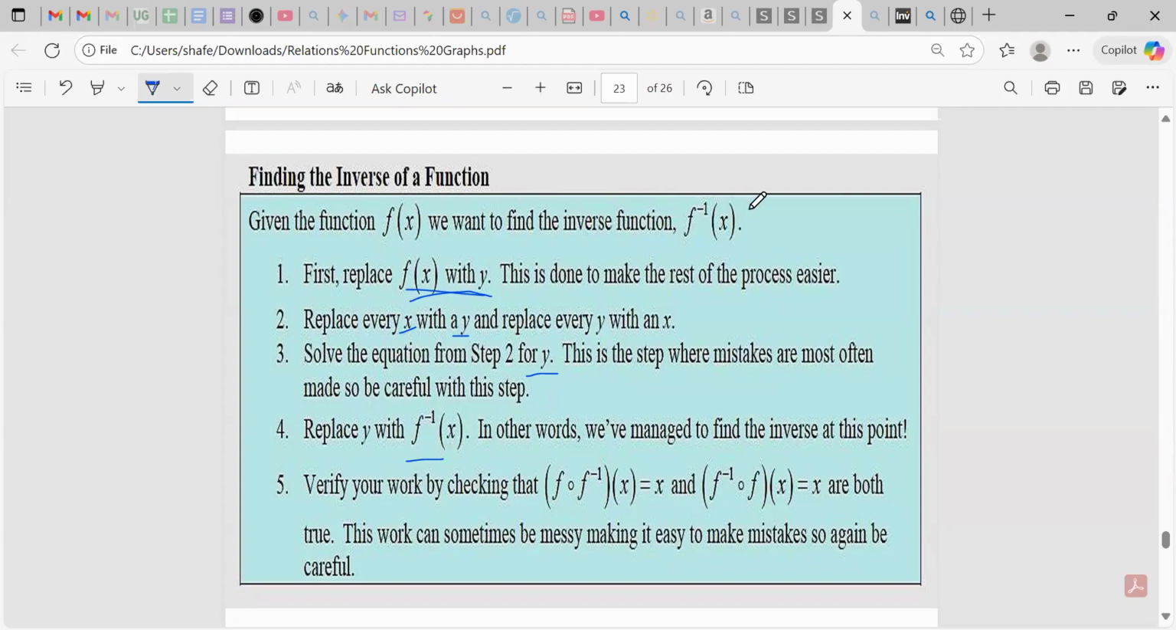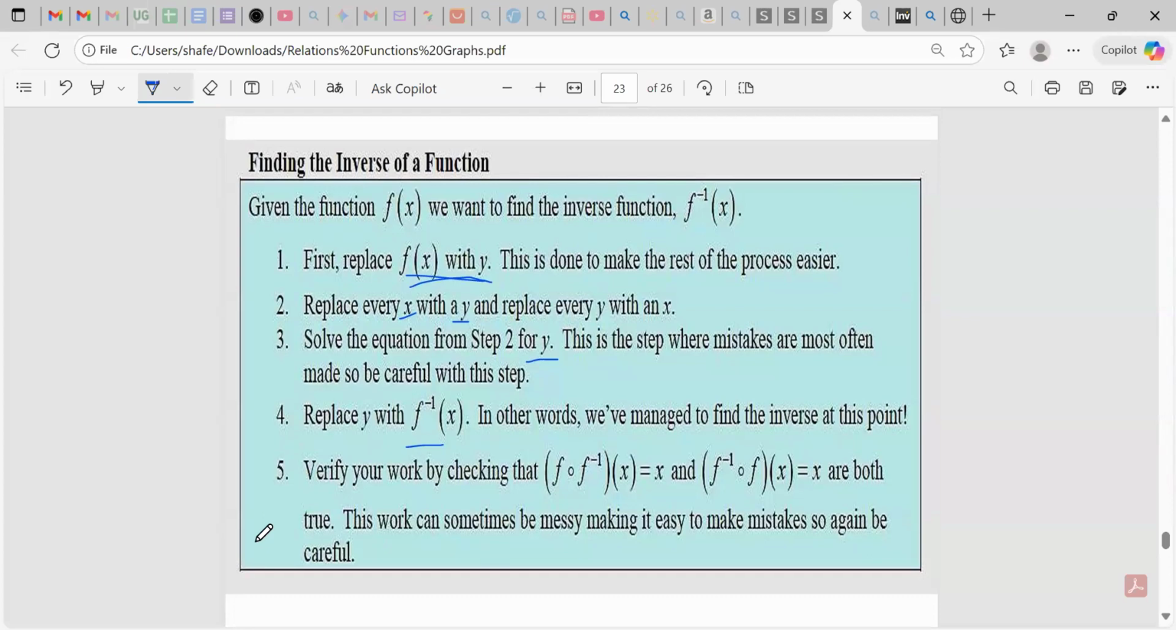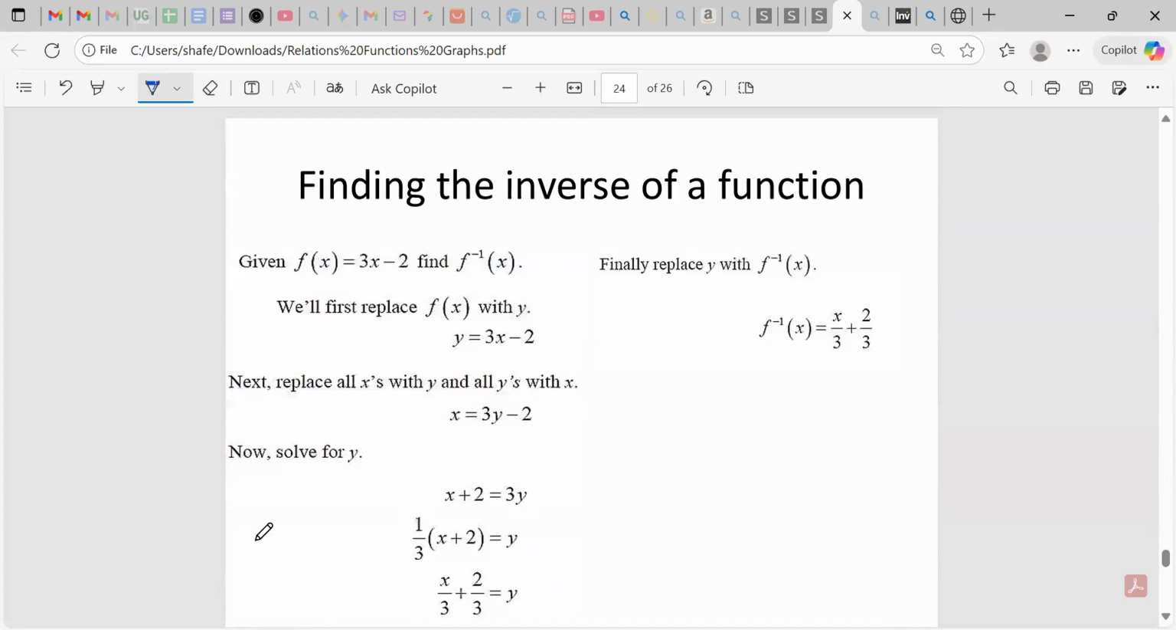I'll demonstrate this process with examples later on. Don't worry, right? This is an example. So you have the function f(x) equals 3x minus 2. And then you are told find the inverse of f(x), right? So what did they say we do? First, instead of f(x) here, put y. So that's what we did here, right? So this whole thing becomes that. Next, we interchange x and y. That's what happens here.